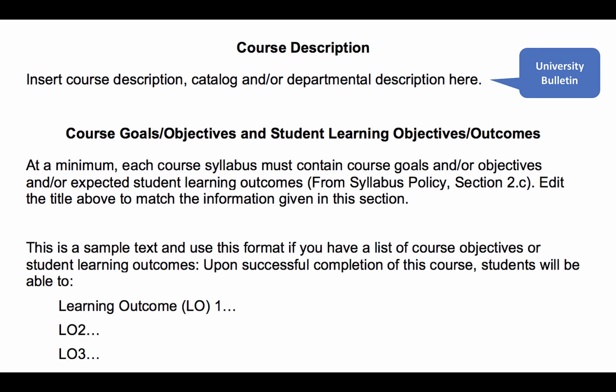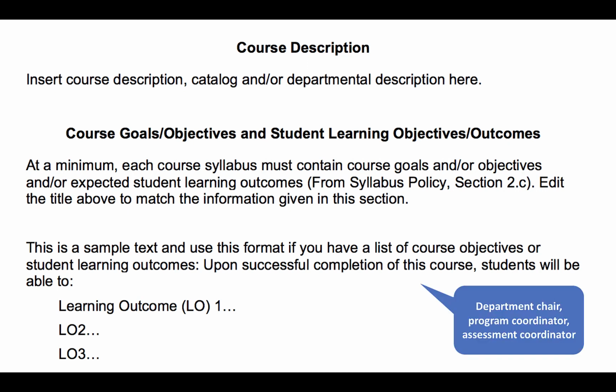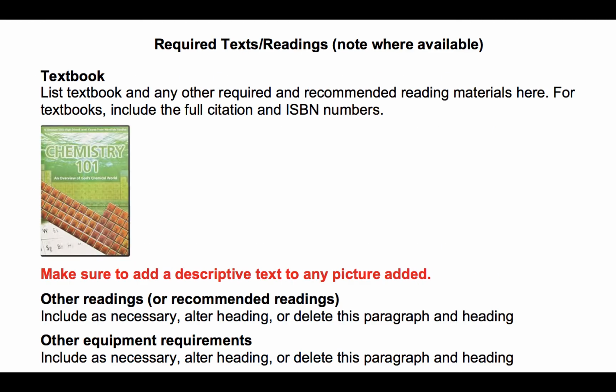The next key requirement is course goals, objectives, as well as student learning outcomes, and they're usually listed as learning outcome 1, 2, 3, and whatever they may be. You will find those from your department chair, or from your program and assessment coordinators if you have them. Many departments have program learning outcomes as well as student learning outcomes and course learning outcomes. These are specific to each program and course, so you will need to get those from your department and list them in your syllabus per the requirement of the university.